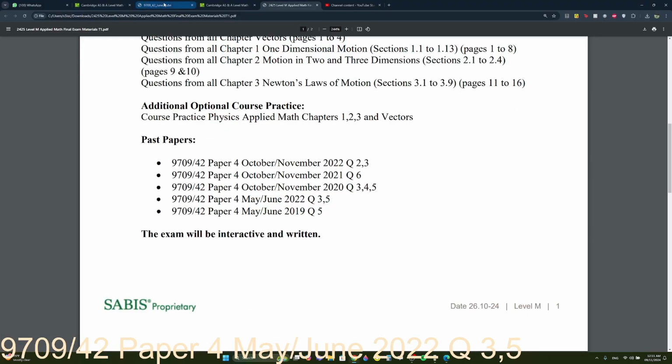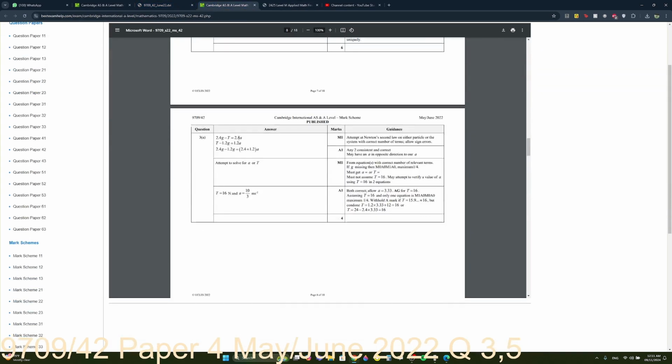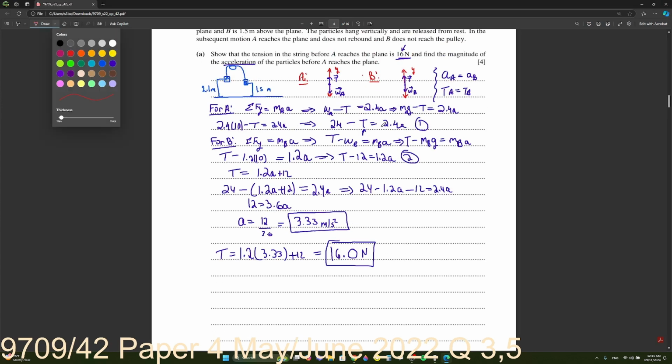So for part A, you would get 2 marks for Newton's second law, so 2.4g minus this for these two. We'd get 1 mark over here, and 1 mark over here.